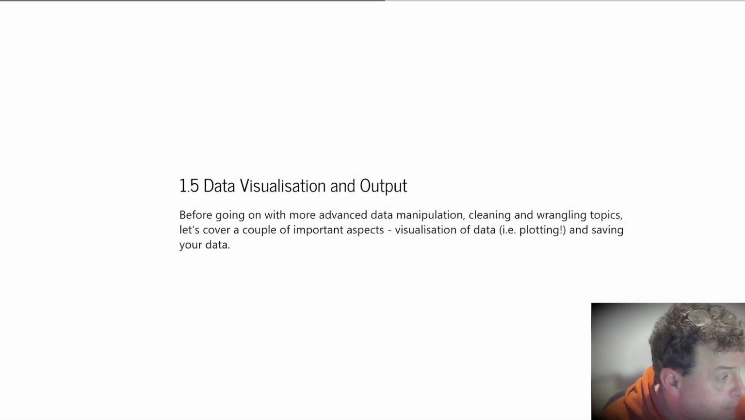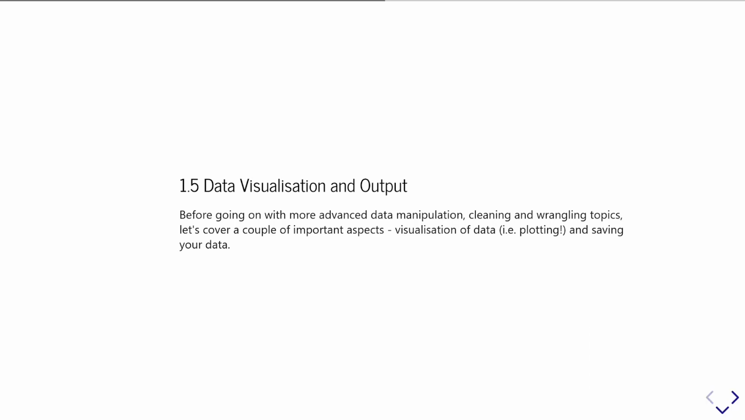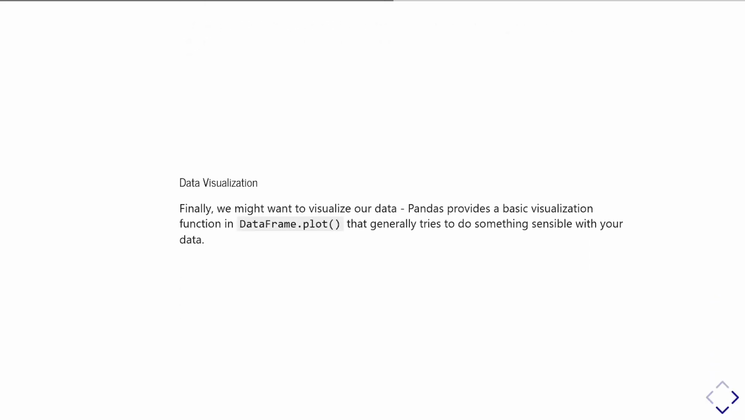So in this fifth part of the unit, I'm going to talk a little bit about Pandas' ability to do data visualization and also its way to output data, so plotting and saving. So we might want to visualize our data, and Pandas provides some really nicely thought out basic visualization functions which you can get at from dataframe.plot. And generally speaking, it tries to do something sensible with your data.